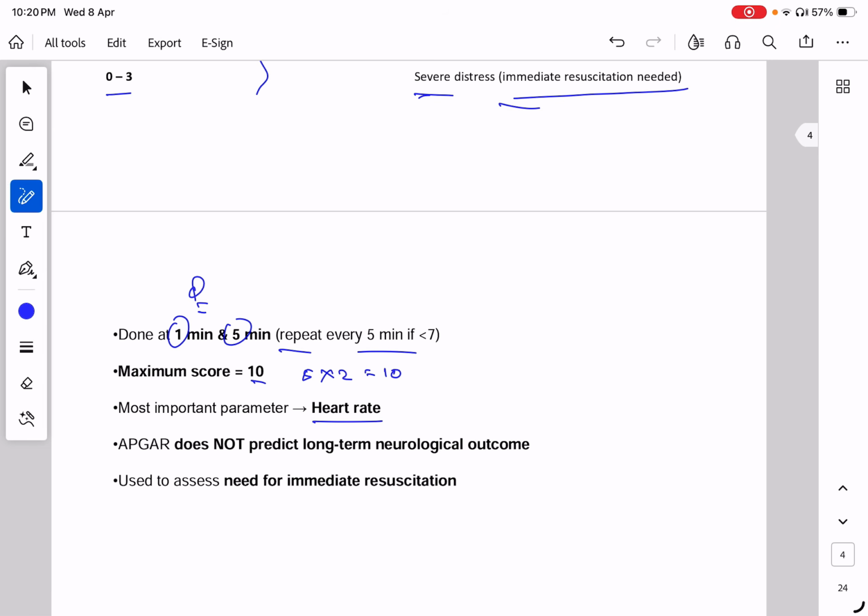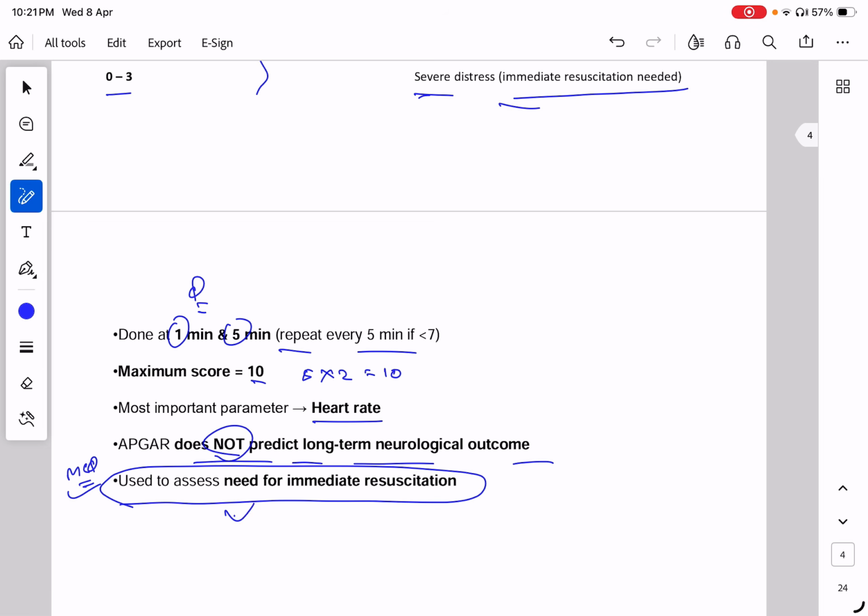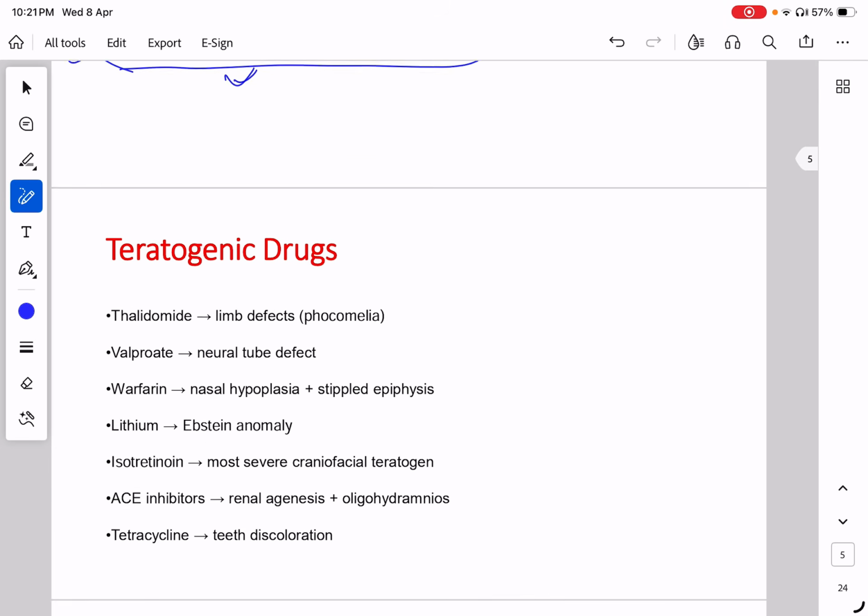Most important parameter is heart rate. Apgar does not predict long-term neurological outcome. It is used to assess need for immediate resuscitation. So it can be asked in MCQ, different options, and which is not correct, or that sort of MCQ can be framed from these lines. So it does not predict long-term outcome. It is used for immediate resuscitation purpose.